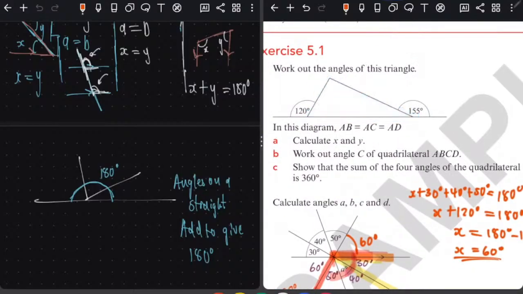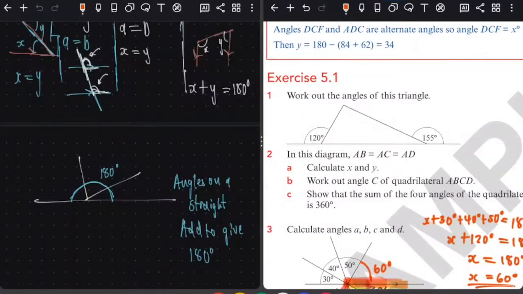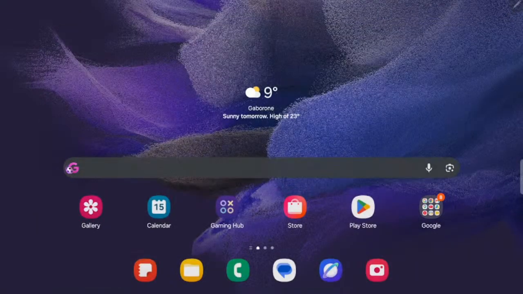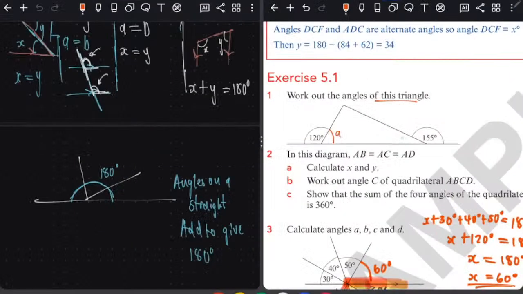What about here? Work out the angles of this triangle. What is this one? What is this angle here? If I call it A, where is AT? You're too quiet. Vic, tell me how to get A. Then AT, you tell me how to get B. Vic, how do we get A?